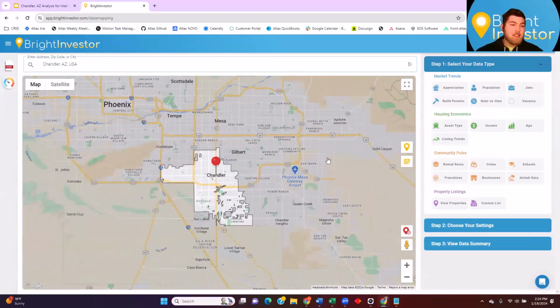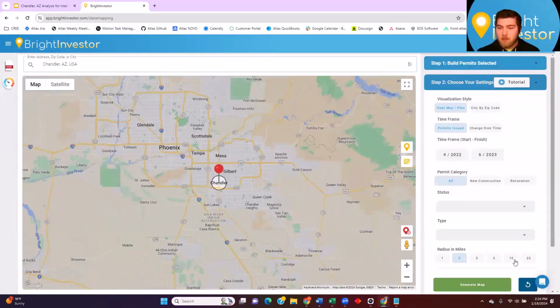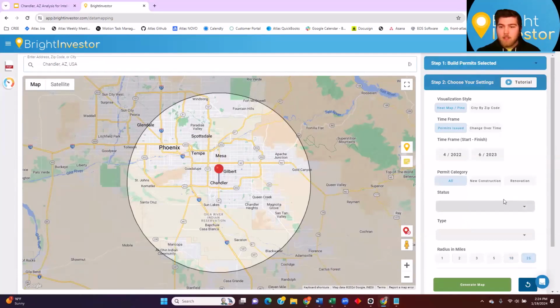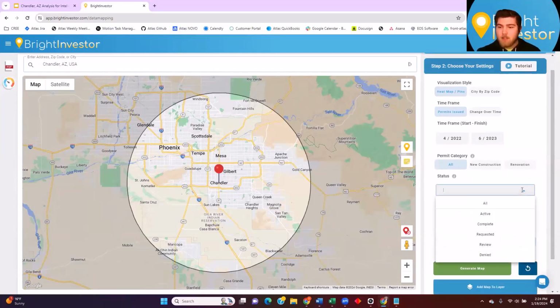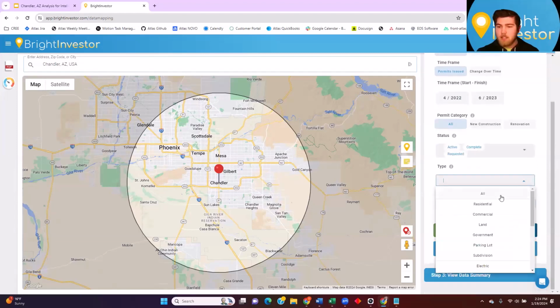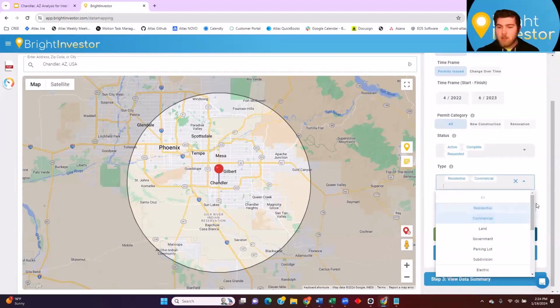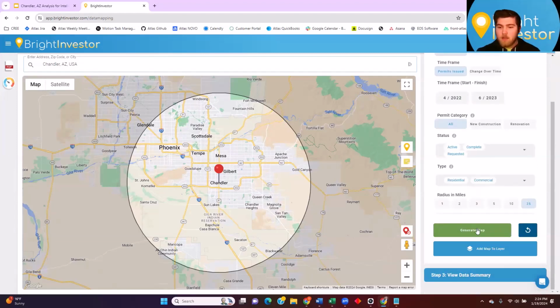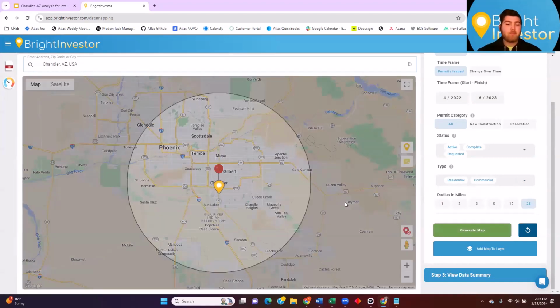One of my big questions now that I've looked at the path of progress, and you know what, this is the proof in the pudding. I'm going to say, show me all build permits. Let's say you just want to do active, completed, and requested build permits, and we'll do residential and commercial projects. We'll go ahead and generate that map. Check this out as well.